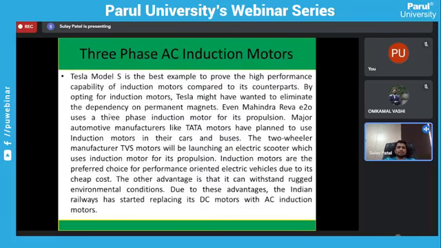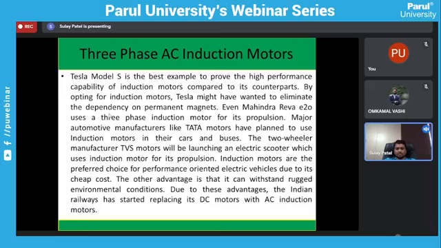The Tesla model is the best example to prove the high performance capability of the induction motor compared to its counterparts. By opting for induction motors, Tesla might have wanted to eliminate the dependency on permanent magnets. Even Mahindra Reva e2o uses a three-phase induction motor for its propulsion. Major automotive manufacturers like Tata Motors have planned to use induction motors in their cars and buses. The two-wheeler manufacturer TVS Motors will be launching an electric scooter which uses an induction motor for its propulsion.